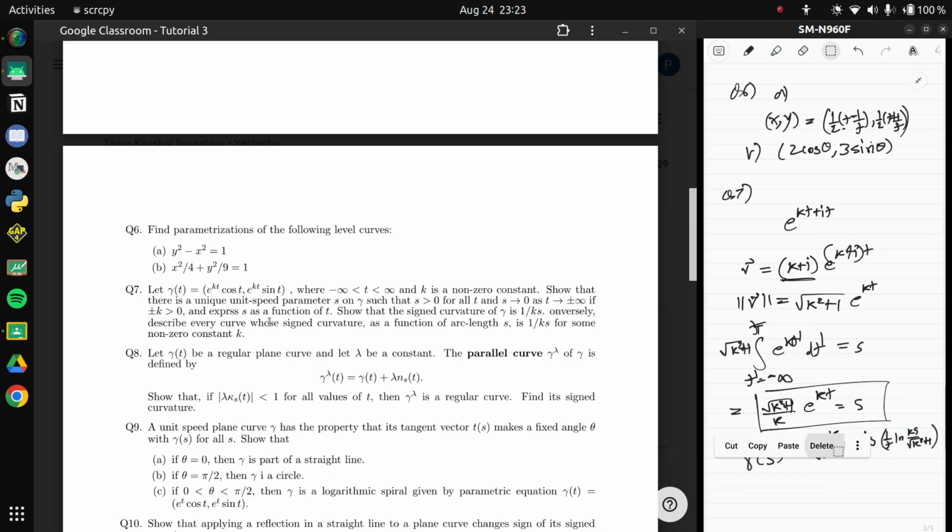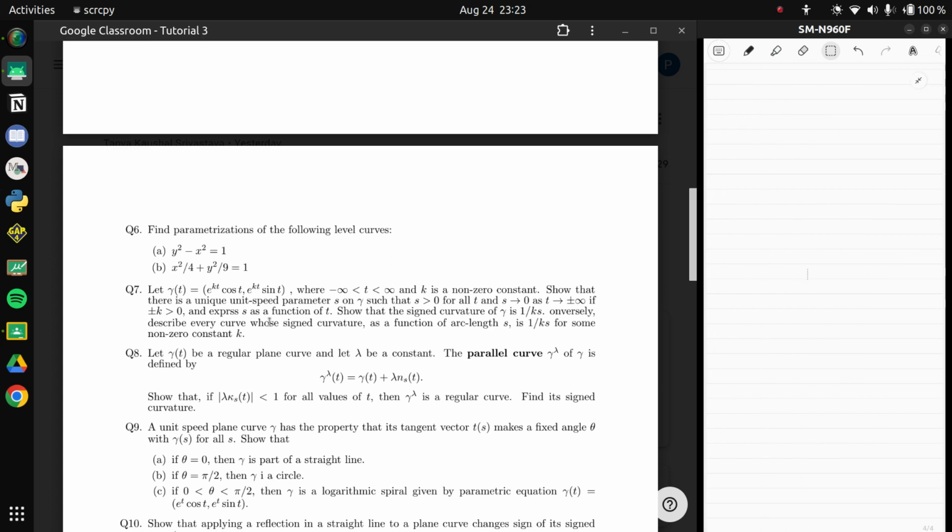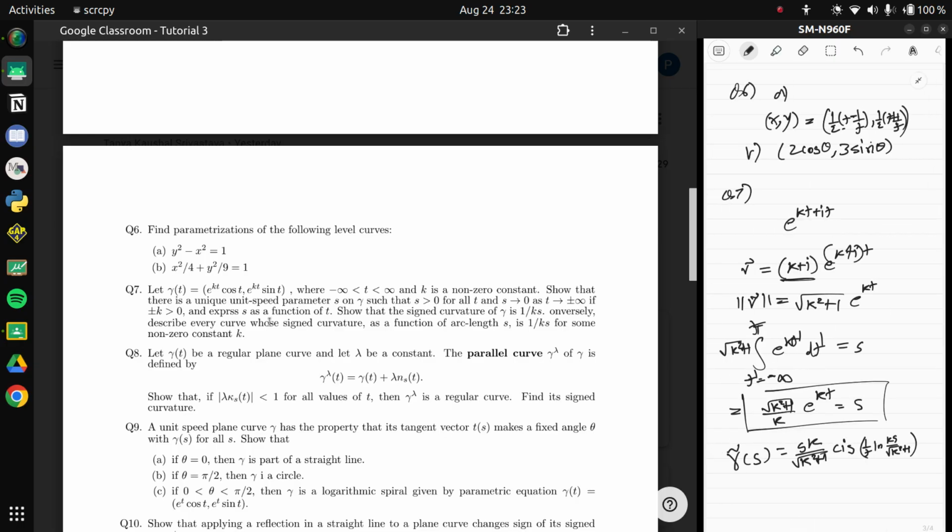Okay, sure. So you expressed s as a function of t. You also can express t as a function of s. Okay. Show that the signed curvature of gamma is 1 upon ks. So once again, what's the curvature? It's just dT by ds. So T is just dr upon ds, and then you want dT upon ds, which is just d square r upon ds square.